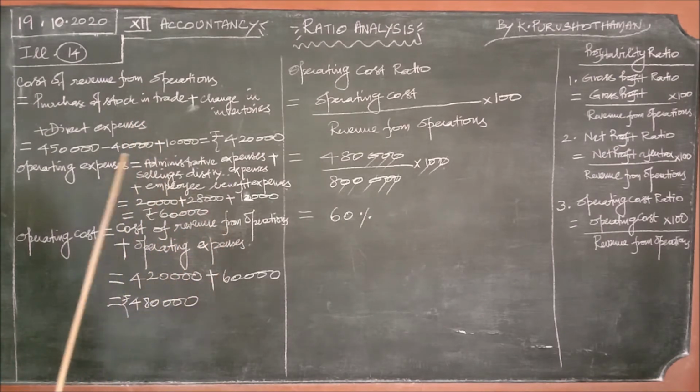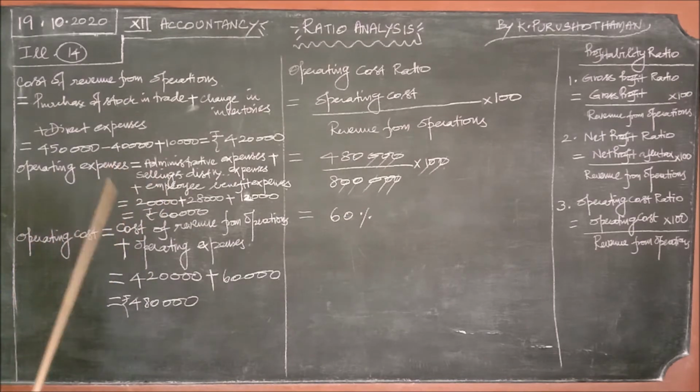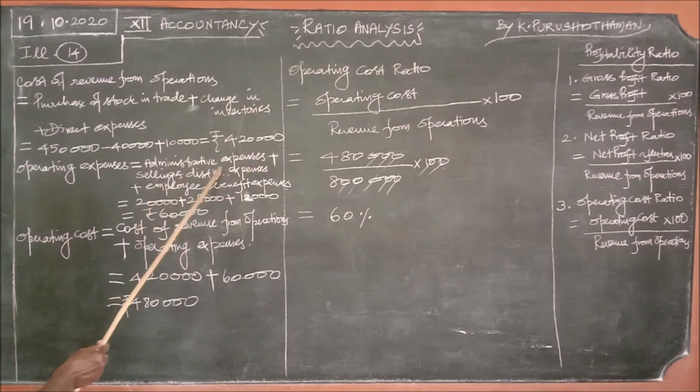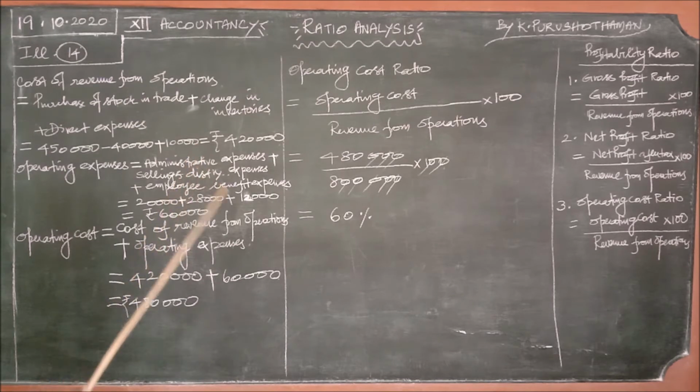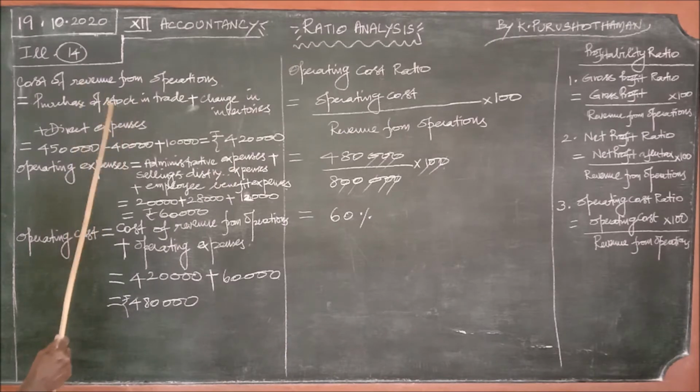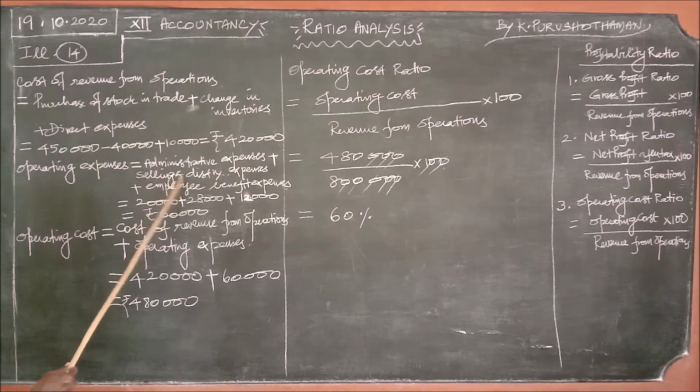The next one is operating expenses. Here the operating expenses include administrative expenses, selling and distribution expenses, plus the employee benefit expenses. These two are given in the last step, whereas the employee benefit expense is given under wages, salaries. This means salaries only in this problem, employee benefit expenses. So we should add all the three and write it here. It is 60,000. Therefore, cost of revenue from operations 4,20,000, operating expenses 60,000. Therefore, operating cost is 4,80,000.